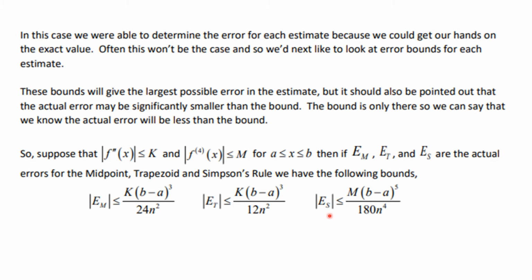Simpson's rule, however, is even more powerful because it has 180. 180 is way bigger than 12, and n to the fourth is way bigger than n squared. So this is the sharpest estimate that you can get. The trapezoidal rule is the most lax, the midpoint is the next best, and Simpson's is the best that you can do across these three.